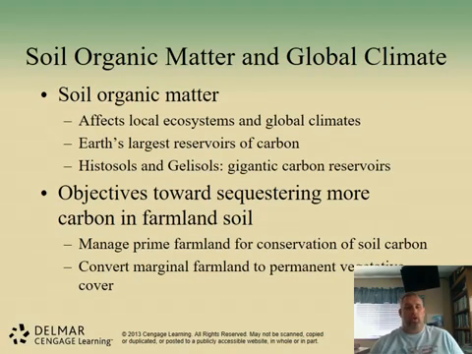Something about soil organic matter and global climate: this organic material can affect local ecosystems, and it becomes the Earth's largest reservoir of carbon. We can actually sequester carbon in our soil by allowing this organic material to be tilled back into the soil. We want to ensure that we are sequestering as much carbon as possible so that it doesn't perpetuate climate change, offering less carbon within the atmosphere. So if we can utilize that carbon within the soil and take it out of the air, then we are doing the earth a favor.